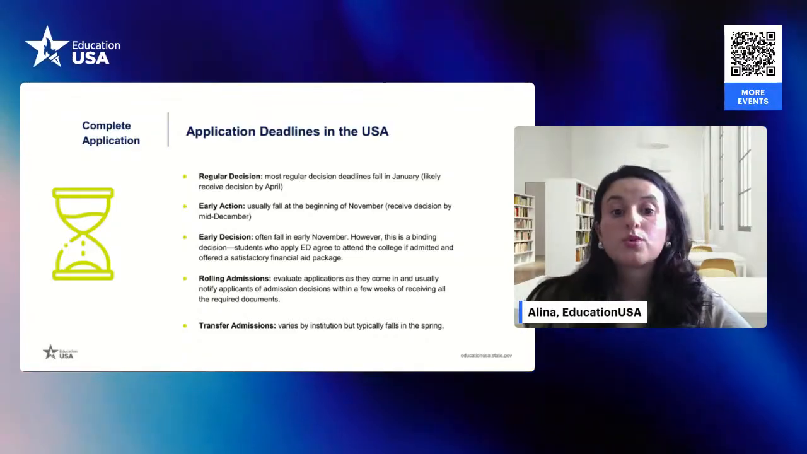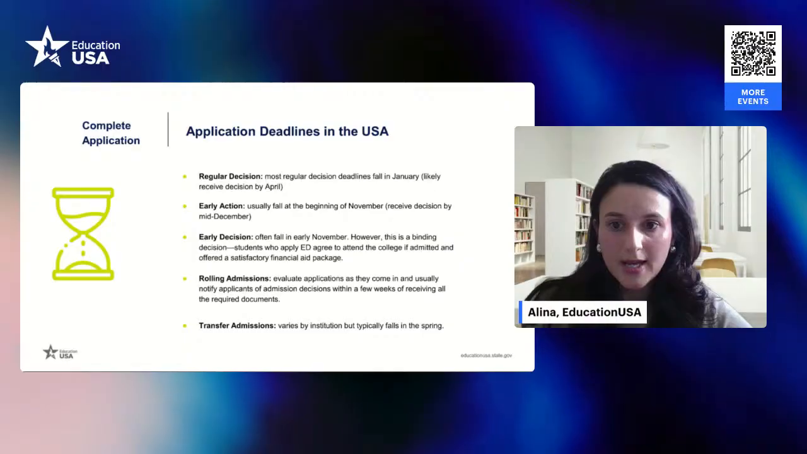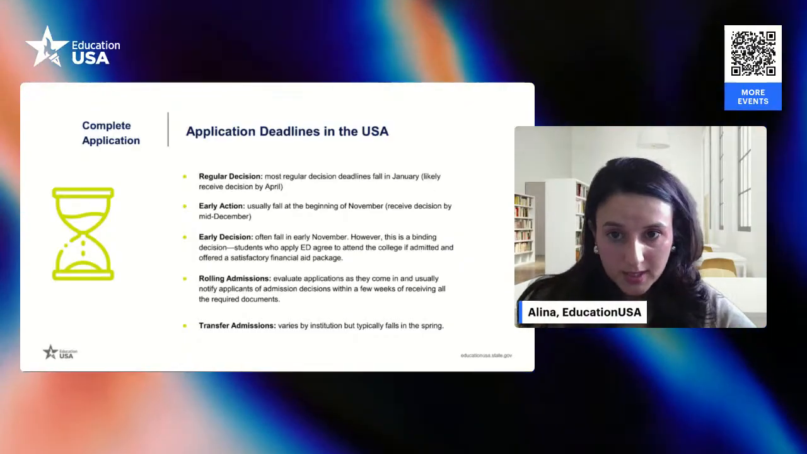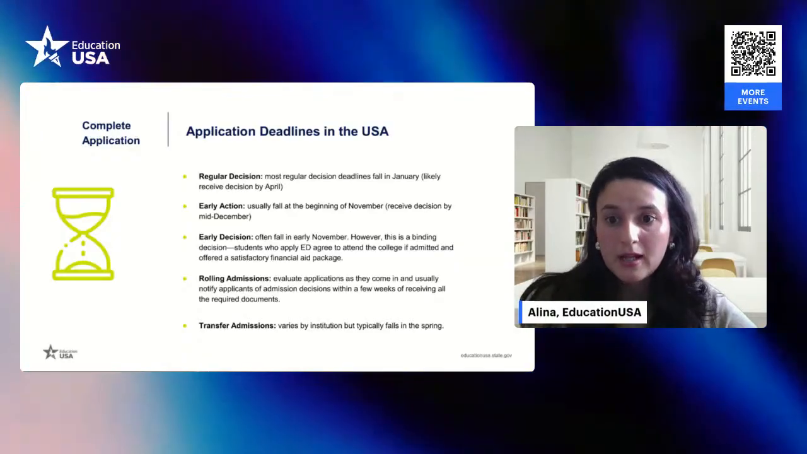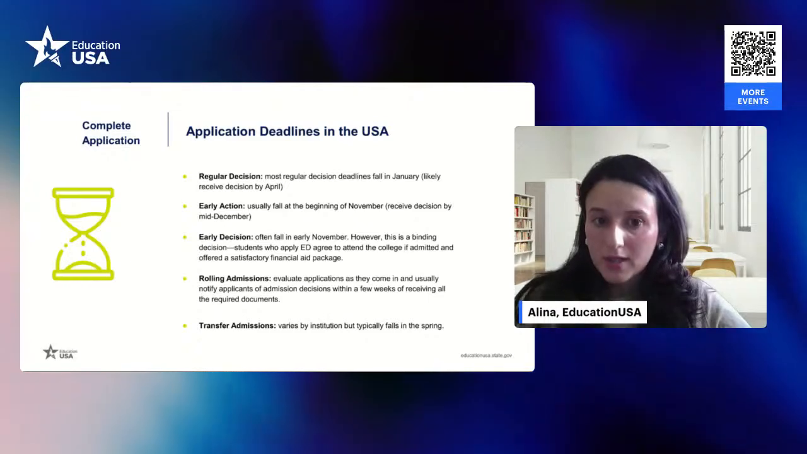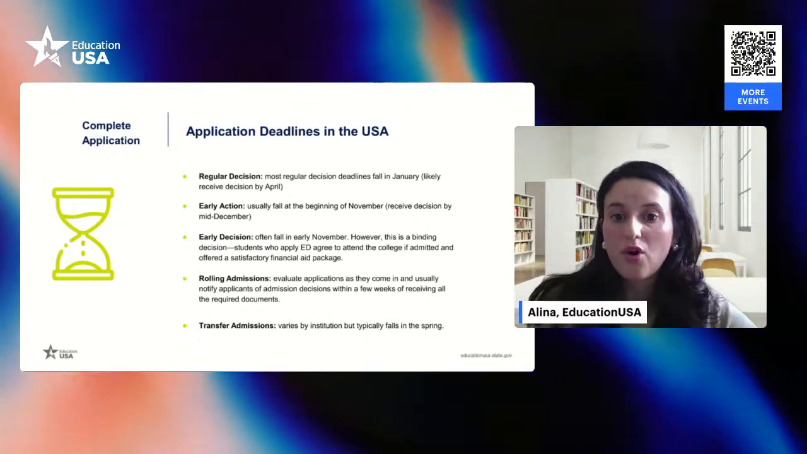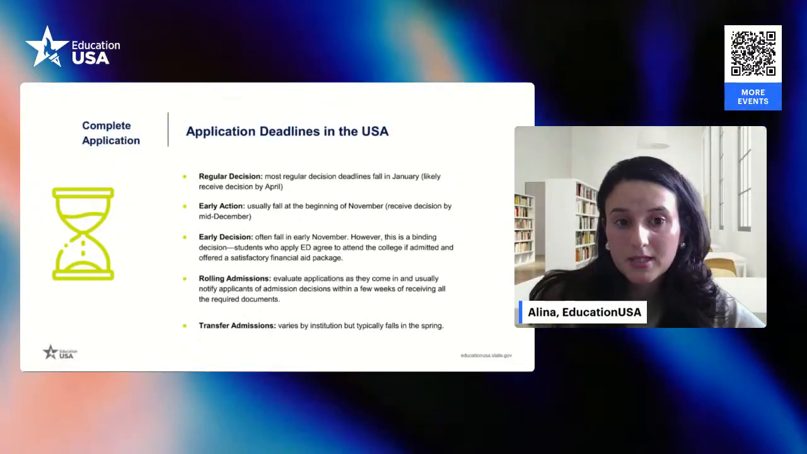Then you also need to consider the application deadlines in the USA. And we start with the regular decision. So most regular decision deadlines fall in January, and you will likely receive a decision by April. Then we have the early action that usually falls at the beginning of November. You receive the decision by mid-December.